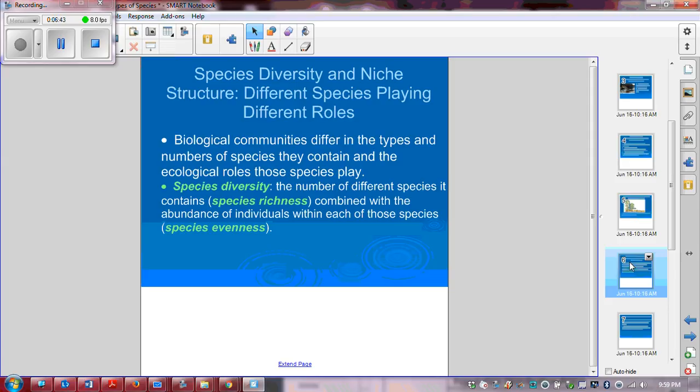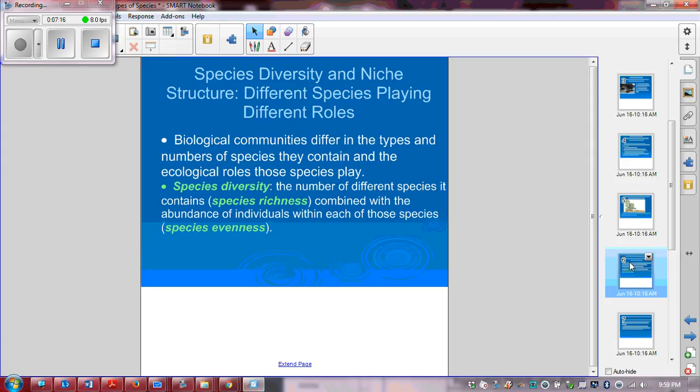Once we're in our ecosystems, remember we talked about we have different kinds of diversity. We talked about having genetic diversity and species diversity. So we're going to focus on one of those types of diversity right now, and that's our species diversity. And that's going to be determined by two different things. So how many different kinds of individuals is our species richness. That's usually what people think about when they think about diversity, is how many different kinds there are. But it's also about how many of them there are, and that's the species evenness.